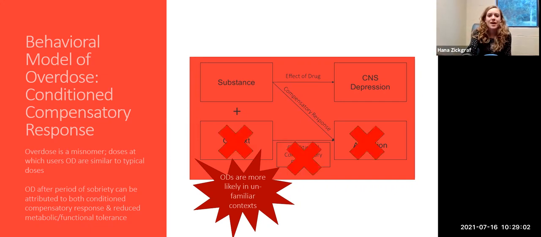What's happening is that when someone uses the substance in a new context, so an unfamiliar place, or after they've broken the conditioned associations between stimuli that used to be present in the environment when they took the drug and drug taking, because they've stopped taking the drug for a long enough time, when they use the substance at their normal dose, their body fails to mount that conditioned compensatory response. So the drug has a much stronger effect at a typical dose than it used to when their body was having that response.